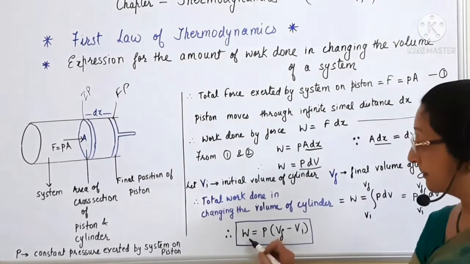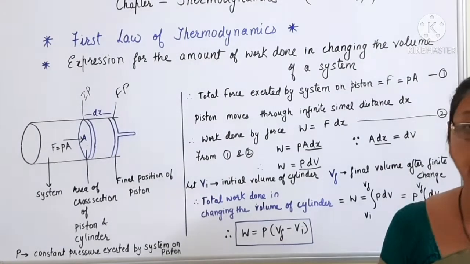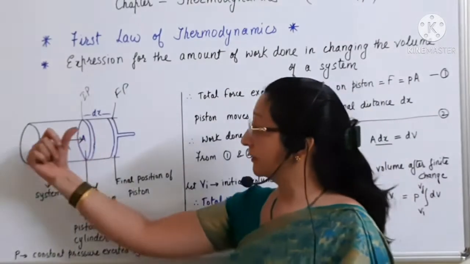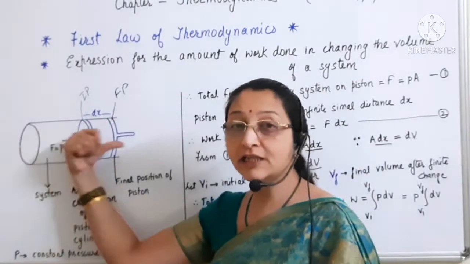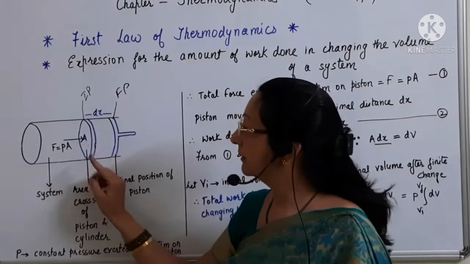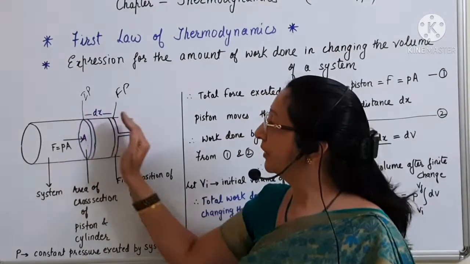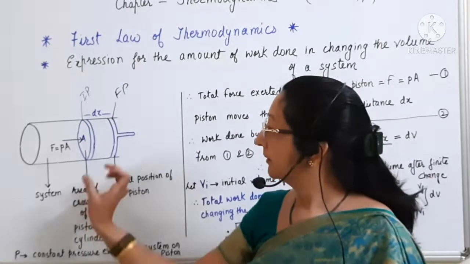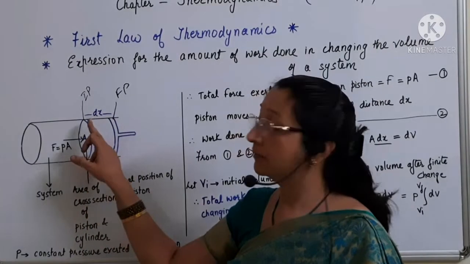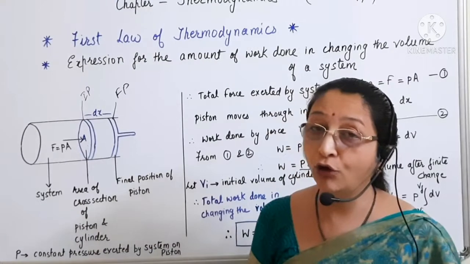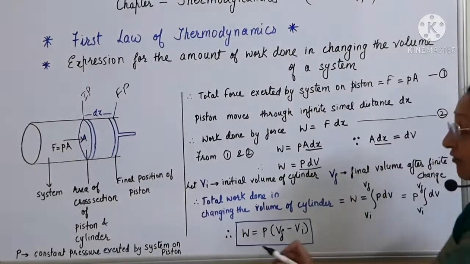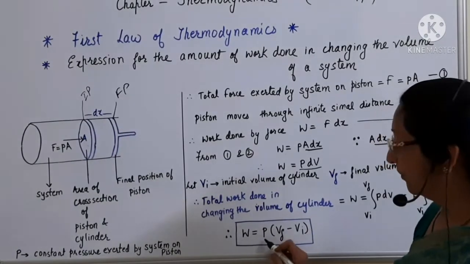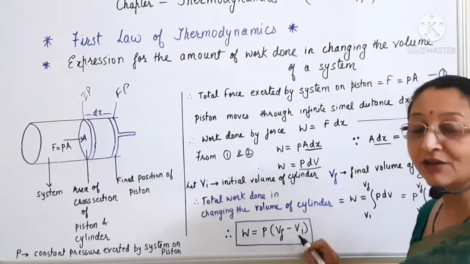So this much is the total work done when, due to the pressure, when force is exerted in this direction and the piston moves from here to here, the volume increases. The displacement of the piston is dx, the increase in volume is dV, then the work done in changing the volume of the cylinder is P (VF minus VI).